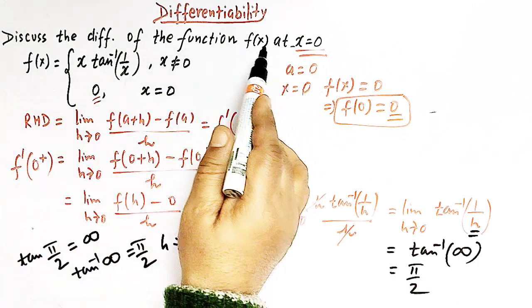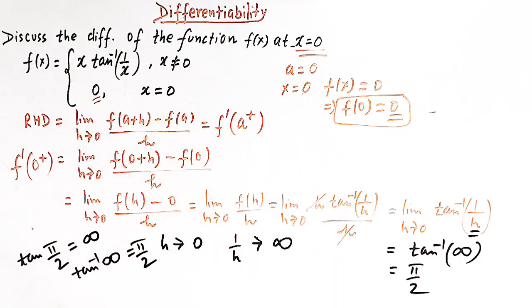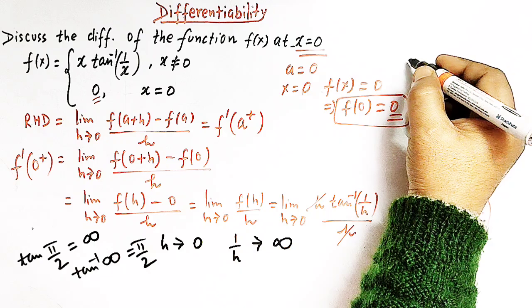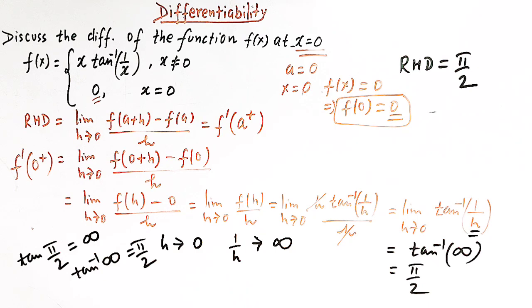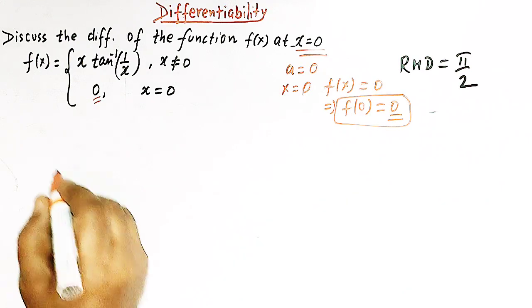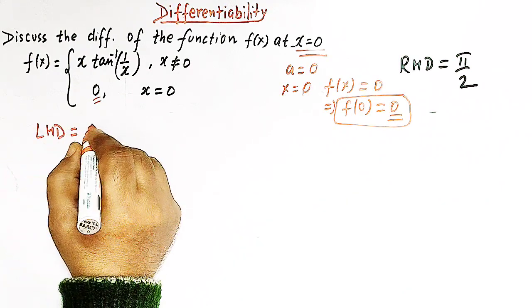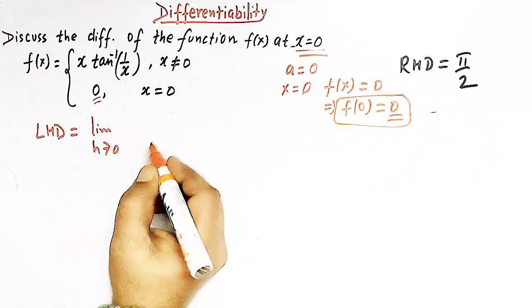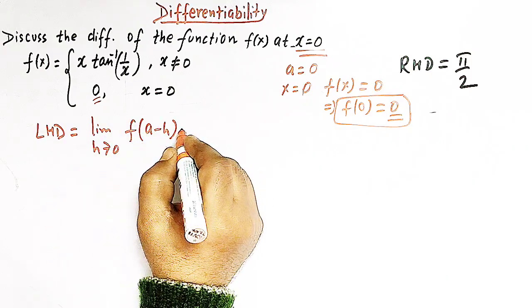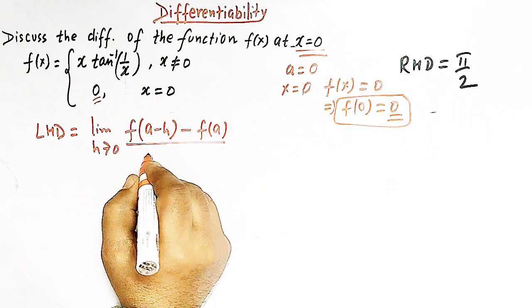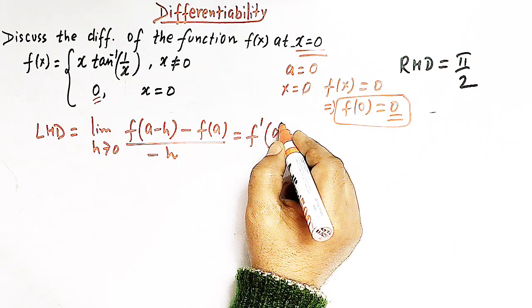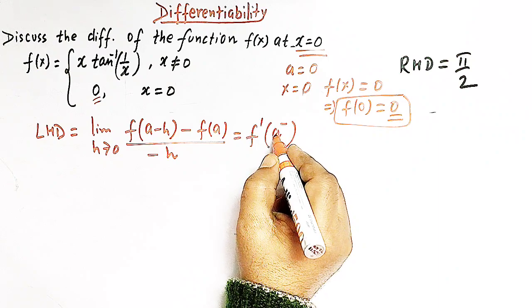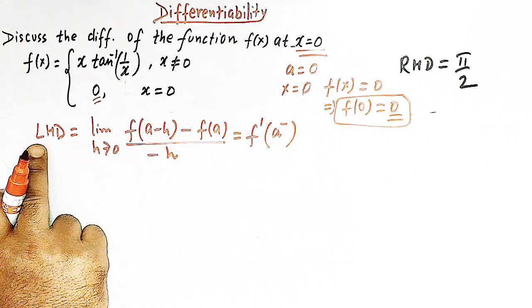So the right hand derivative of this function at x equal to 0 is equal to pi by 2. So here we'll write the right hand derivative equal to pi by 2. So let us now find out the value of the left hand derivative. Now the left hand derivative is defined by this limit, that is limit h tends to 0, f of a minus h minus f of a divided by minus h, and here we write f prime, and here we have a with a negative sign over a, right? So this limit gives us the left hand derivative.